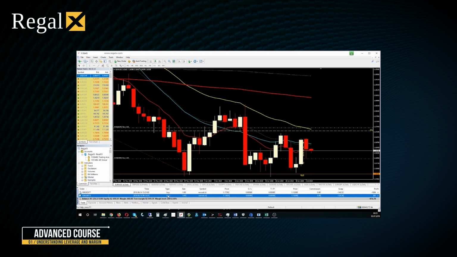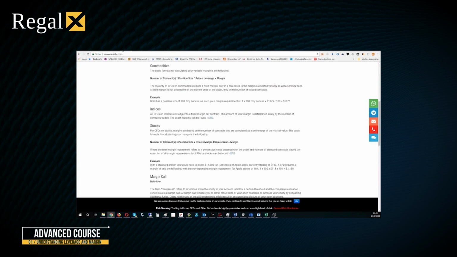So try to understand that margin is money you need to put in order to trade larger position sizes than what your account size is. In order to receive leverage to do that, you put up the margin. How the margin is calculated, you can find out on our website using these tools and calculating how it's done.